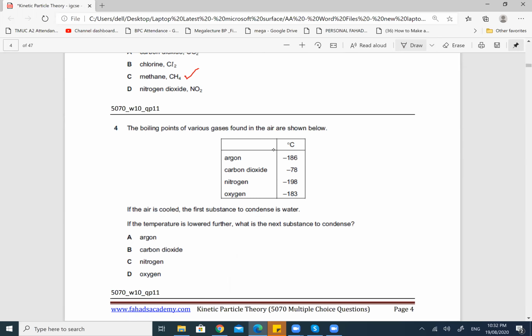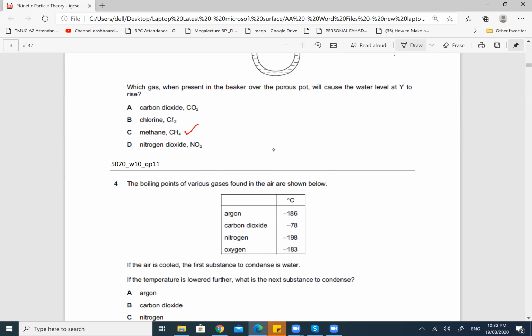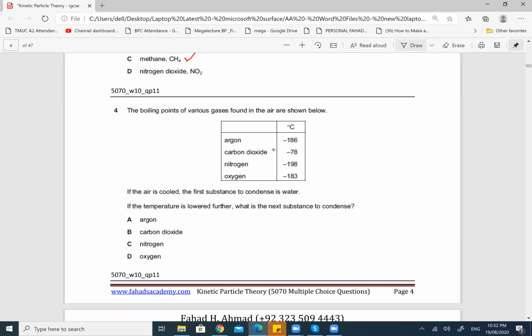The next one: boiling points of various gases found in the air are shown. If the air is cooled, he's cooling air, right? So the first substance to condense is water. If the temperature is lowered further, so he's bringing down the temperature, what is the next substance to condense? Carbon dioxide. Yes, that's fine.